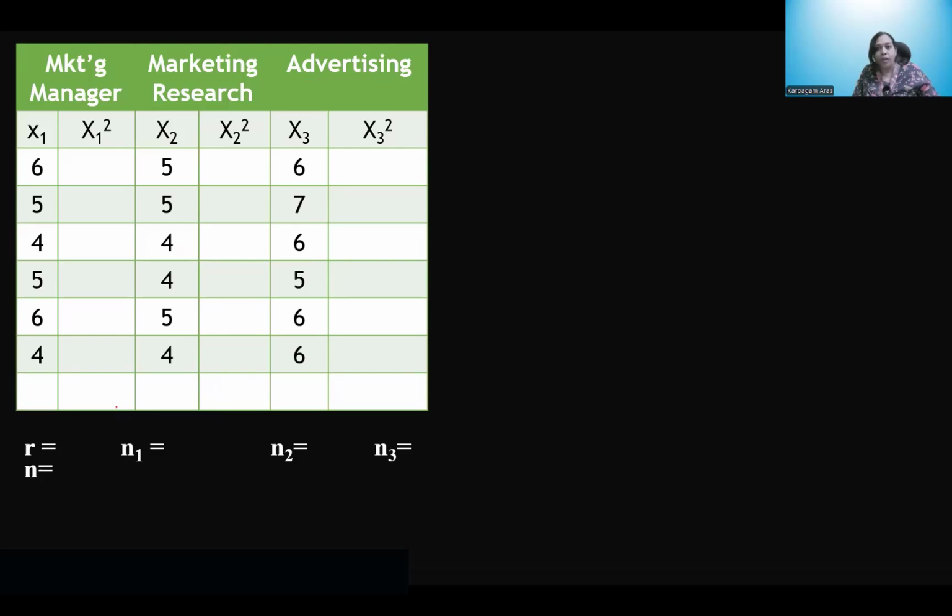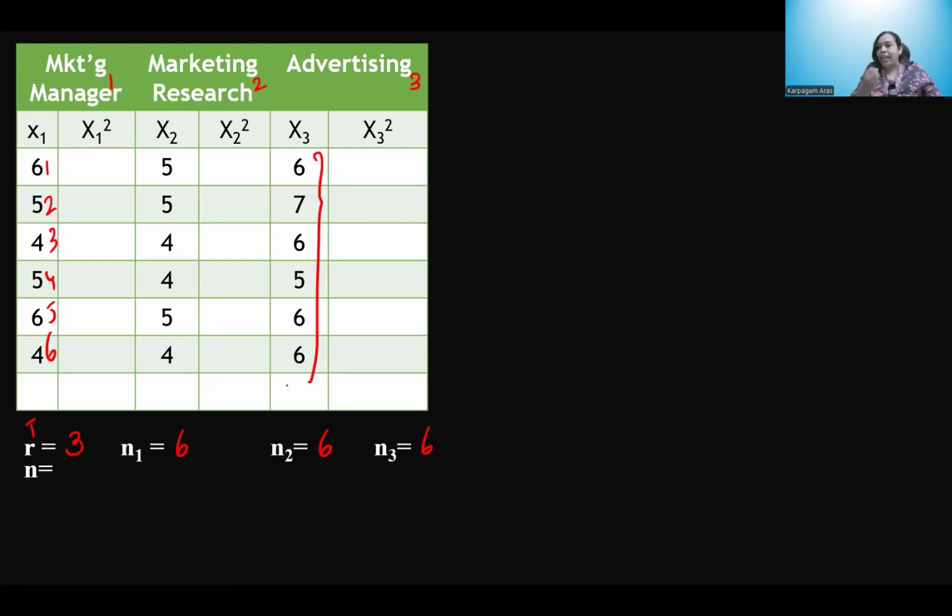How many treatments are here? 3 treatments: marketing research, marketing manager, and advertising, so k equals 3. What is N1? 1, 2, 3, 4, 5, 6. The count of the samples inside every treatment is 6, which means N2 equals 6 and N3 is also 6, because they have an equal count. What is the total number of samples? There are 3 treatments, and in every treatment we have 6 samples, put together 18.